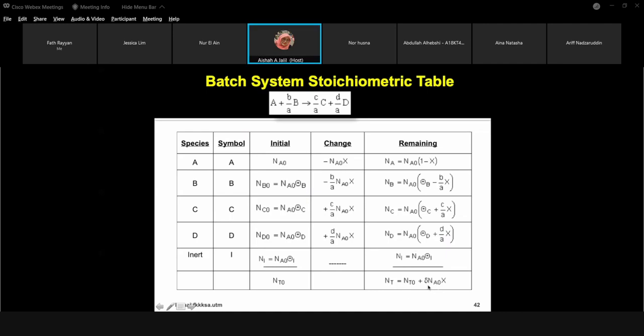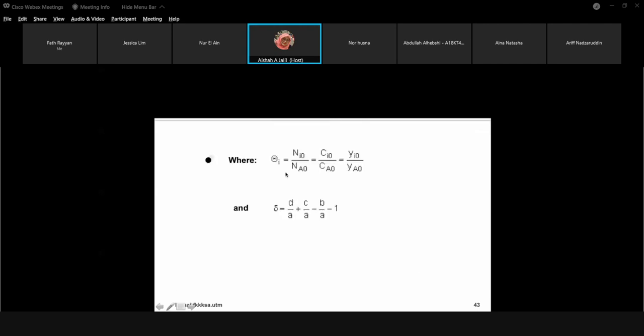Okay, what is theta? This is theta I. It can be theta A, theta B, theta C, theta D, theta I. You can calculate the theta from whatever they give you in the question. Maybe they give you the N, number of moles, or C, concentration, or Y, mole fraction. So the question will give you species I, for example species B, then theta B becomes N B naught over N A naught.